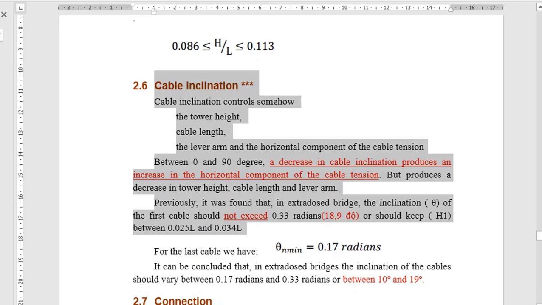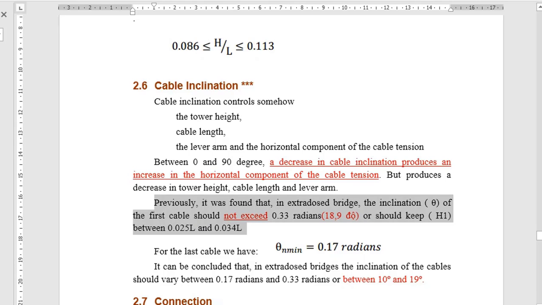cable inclination. Cable inclination controls somehow the tower height, cable length, the lever arm and the horizontal component of the cable tension between 0 and 90 degrees. A decrease in cable inclination produces an increase in the horizontal component of the cable tension, but produces a decrease in tower height, cable length and lever arm.